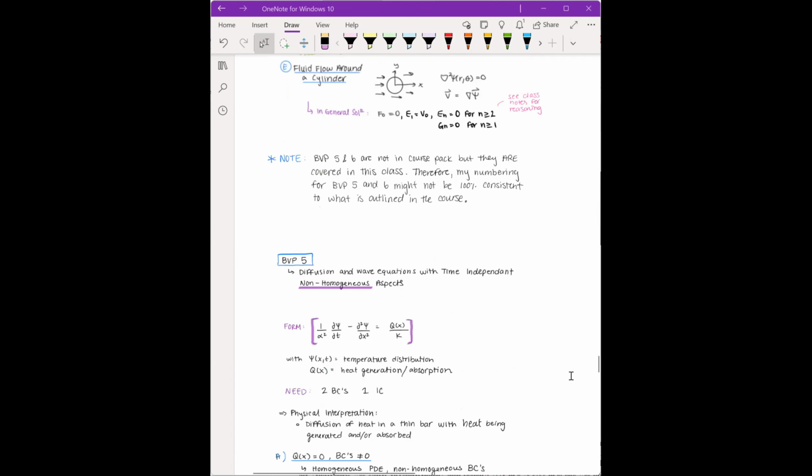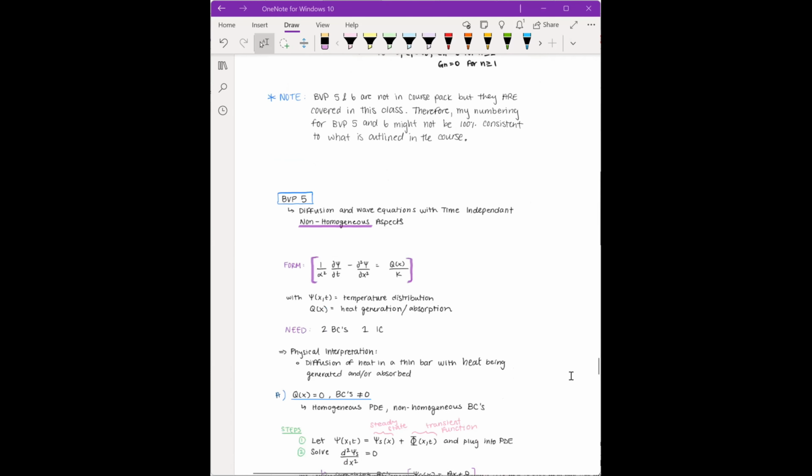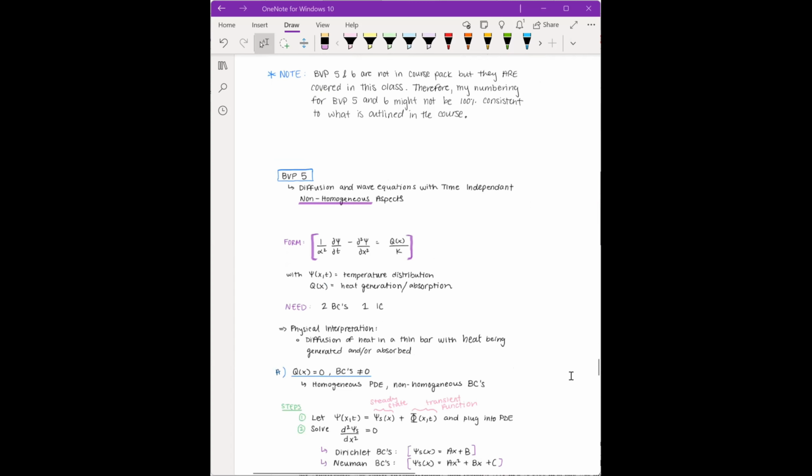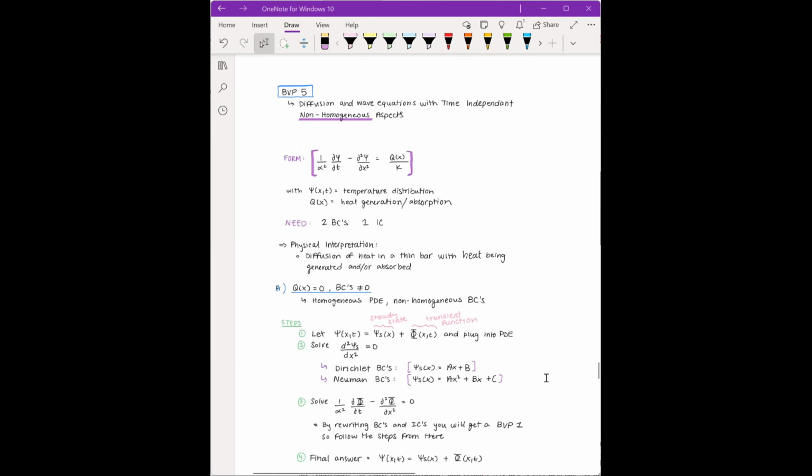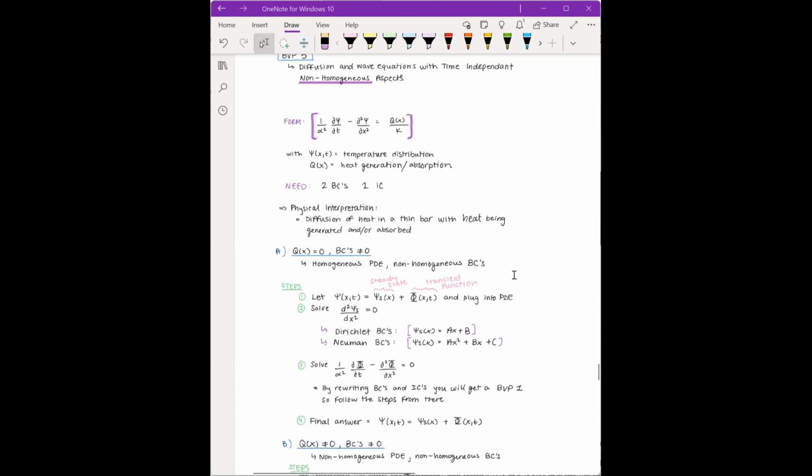Now for BVP 5 and 6, I noted it a bit differently than what you might have seen in class. So this is just how I split up BVP 5 and 6, but your class notes may have done it a bit differently. So here we have the form of the diffusion of heat of a thin bar being heated with a generation or absorption term, so that Q term. And there's three different types that you might encounter.